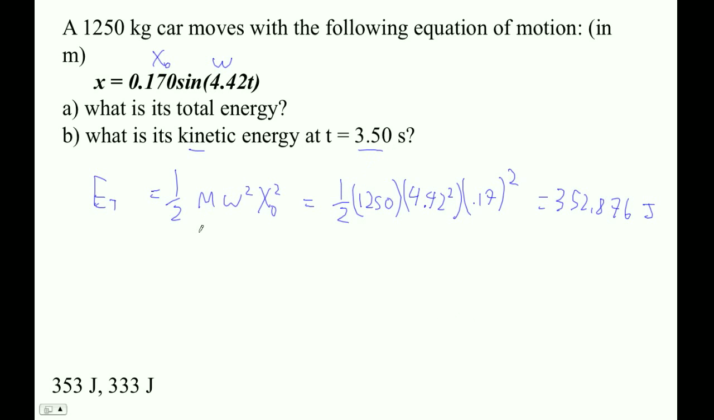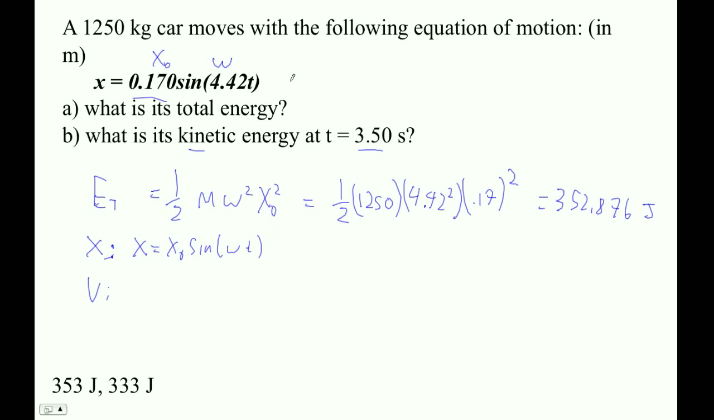Two ways to do this. You could find the x using x equals x naught sine omega t, right? Just like this, use this formula to find x. You could also find the velocity at that point, right? And just use 1/2 m v squared. What'll I do? I think I'll find x. Let's find x.